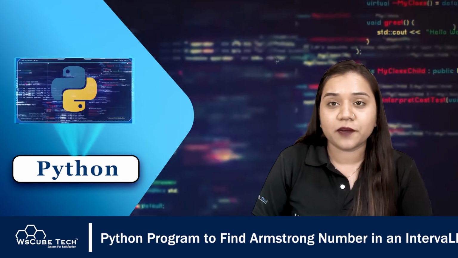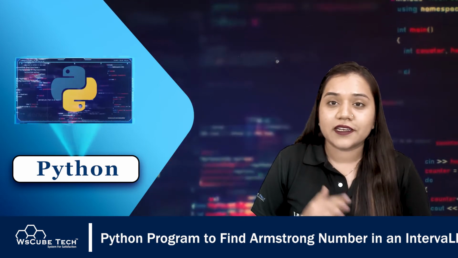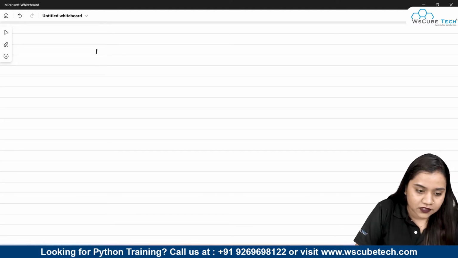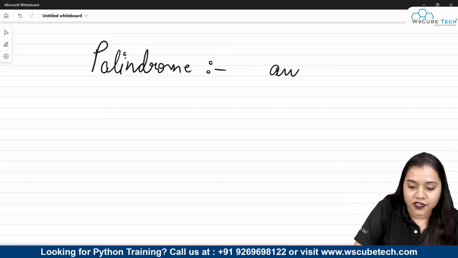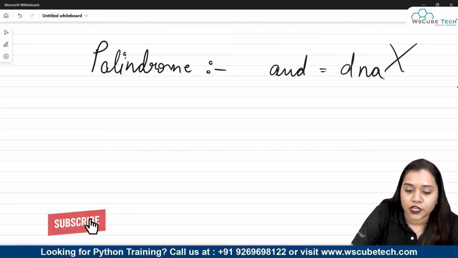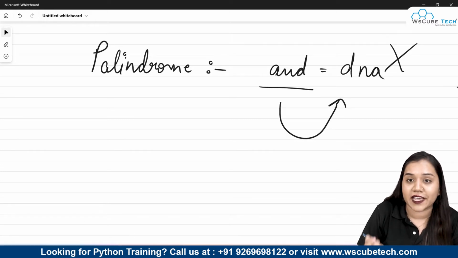So guys, to understand palindrome, we need to first understand what is the meaning of the word palindrome. Let's first understand that. So palindrome over here means, suppose if you have written AND, the reverse of AND would be DNA, which means that this is not a palindrome. That means palindrome says that whatever your word is, if you write exactly the opposite of it, it should give you the exact same word.